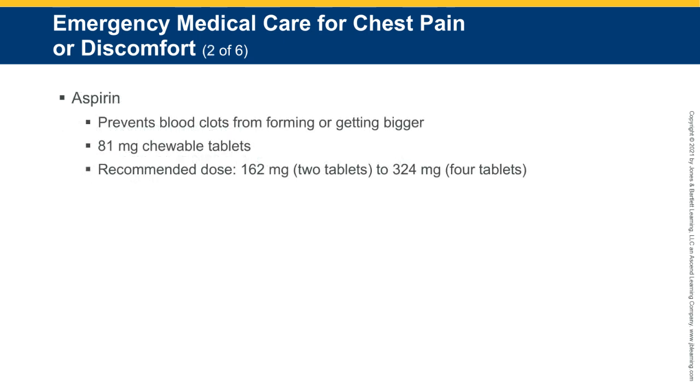Aspirin is used to prevent existing blood clots from growing. EMTs typically administer chewable aspirin, with a recommended dose between 162 mg and 324 mg. Always confirm the patient has no contraindications before administering.